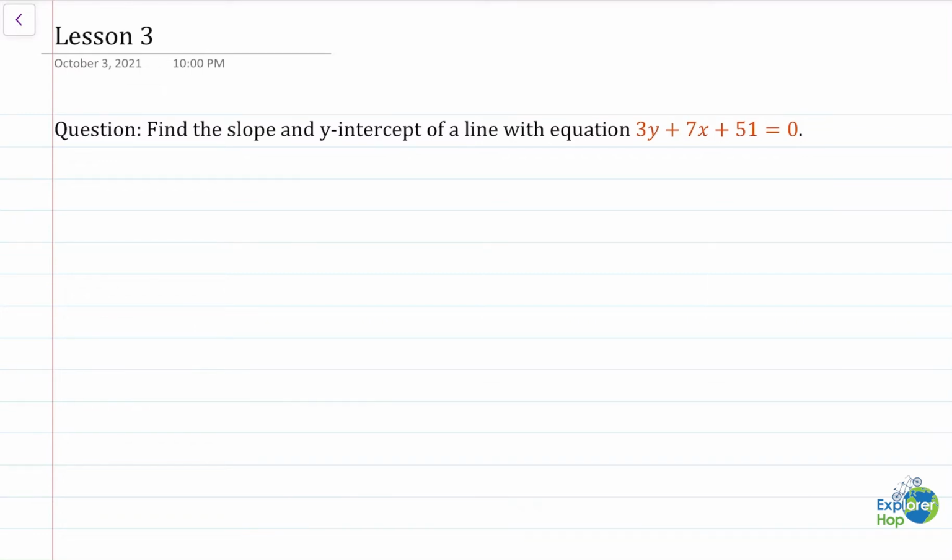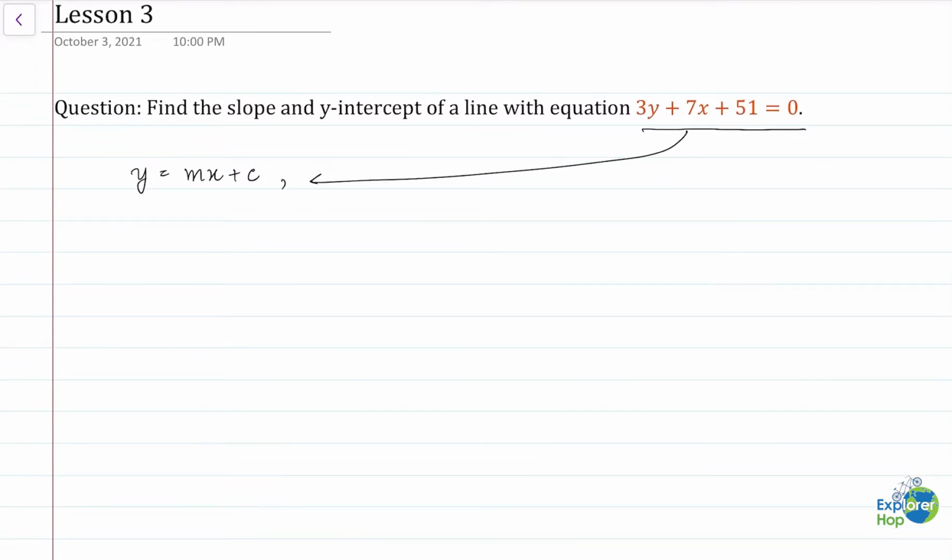In today's worked example, we'll be finding the slope or the gradient and the y-intercept of a line for which we are given the equation. The equation that we are given is 3y plus 7x plus 51 is equal to 0. Now this is not in the standard form. We know that the standard form of an equation is y is equal to mx plus c. So we'll try to rearrange this equation into this form.